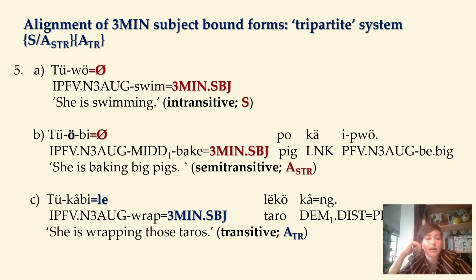So here we have three examples showing the alignment with the third minimal subject bound form to show that it's tripartite. So in 5a and 5b we have an intransitive clause, she's swimming, and a semitransitive clause, she's baking big pigs, where we can see that the third minimal subject is zero marked on the verb of both clauses. And 5a and 5b are different from 5c, the transitive clause, she's wrapping those taros, where the third minimal subject is marked on the verb by the enclitic le.